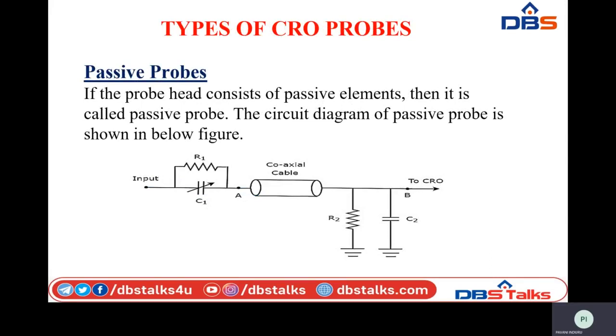Here, at the input stage, we have one variable capacitor along with a resistor, and after that the input to the CRO, and at the CRO stage we have another resistor R2 and another capacitor C2. These resistors and capacitors are passive elements, so these are known as passive probes. Whenever the capacitor C1 is adjusted to balance the bridge, we will be able to obtain the proper signal with the help of passive probes.